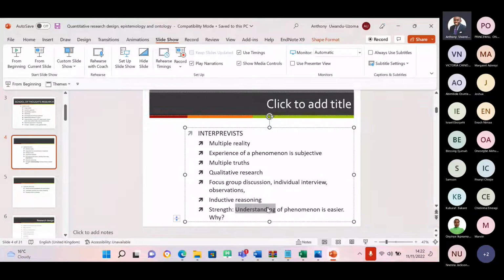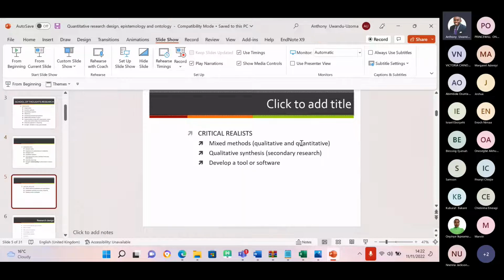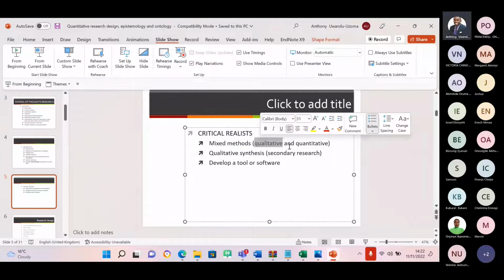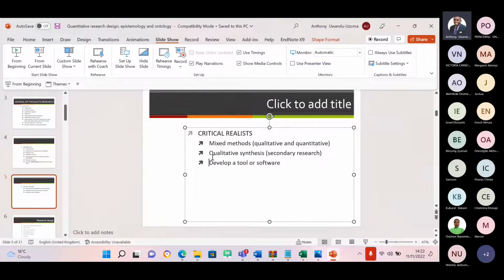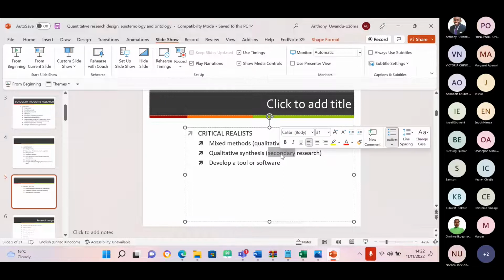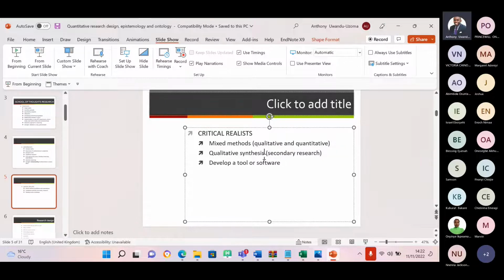Okay, so if you're a critical realist, you're combining the strength of this one and this one together. If you're doing a qualitative synthesis, something like a systematic review, remember in your review you are collecting both qualitative data and quantitative data, right? They are reviewing primary studies, whether qualitative or quantitative. Then you are a critical realist, combining the strengths of both.